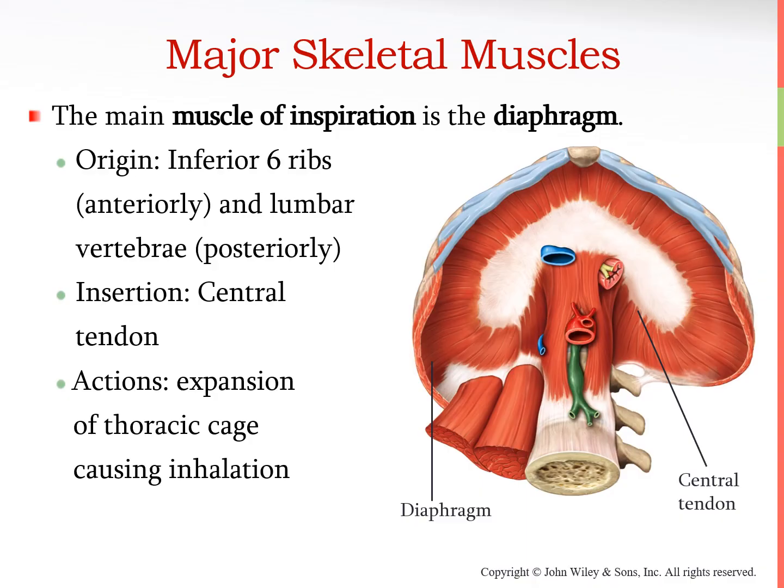So without the contraction of the diaphragm, essentially, your breathing would be insufficient. There are accessory muscles of breathing that you will meet in second semester when we look at the respiratory system, but the primary muscle of breathing is the diaphragm. It contracts for inhalation, it relaxes for exhalation.